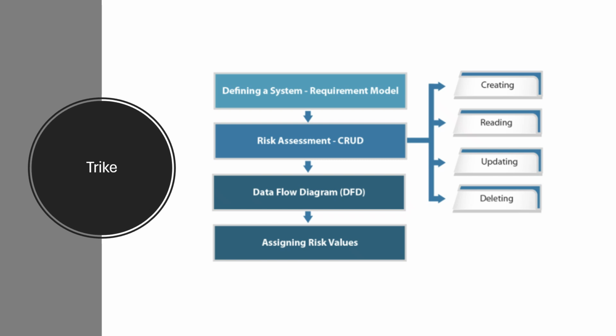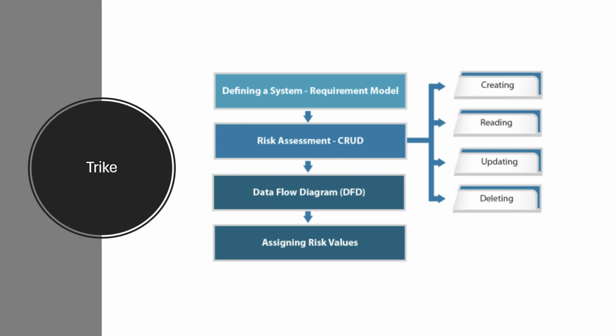2. Risk assessment, CRUD. The model evaluates each authorized action using the CRUD concept: creating, reading, updating, and deleting. These operations are examined for possible security threats or misuse. 3. Data flow diagram, or DFD. The system's data flows are mapped to show how information moves between components, helping to visualize where threats may emerge.